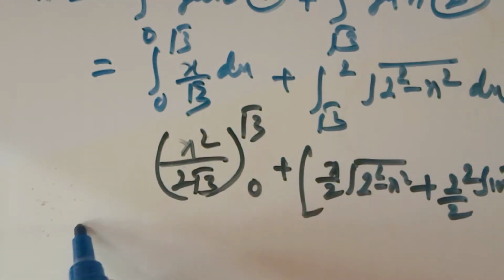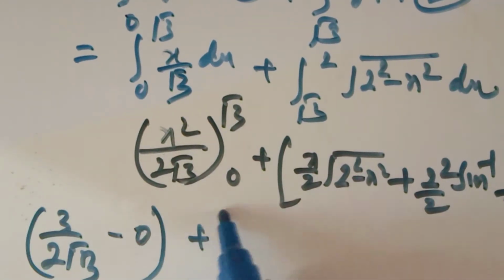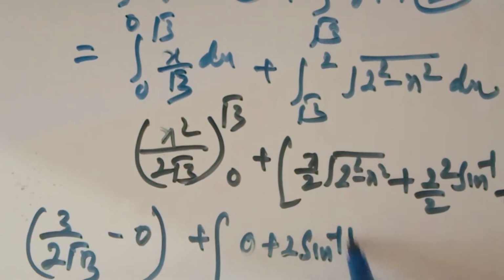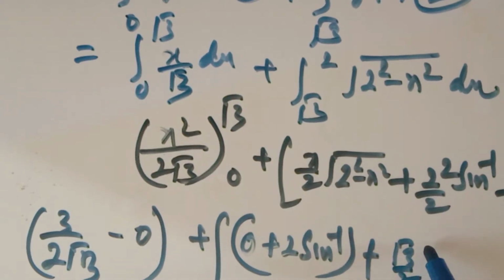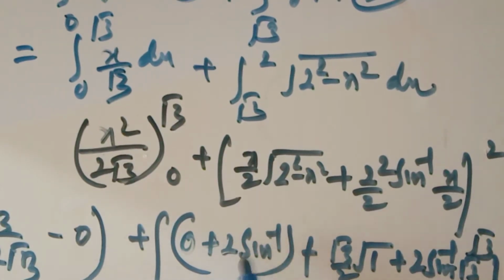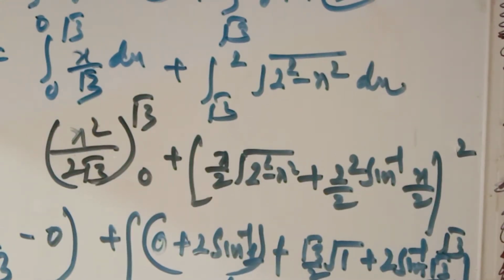So it is upper limit minus lower limit, putting the value of x as root 3 and lower limit as 0, and similarly upper limit it will be 0 plus 2 sine inverse 1 plus lower limit, it is root 3 by 2 under root 1 plus 2 sine inverse root 3 by 2. This is root 3 by 2. So this is sine inverse 1, which will equal pi by 2, root 1 is 1, and sine inverse root 3 by 2 is pi by 3.